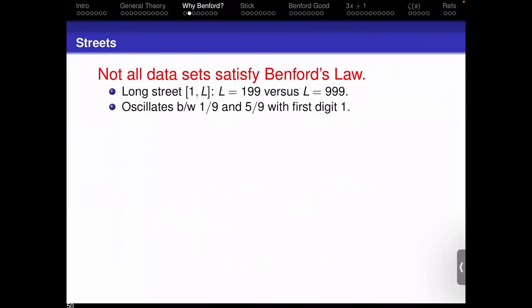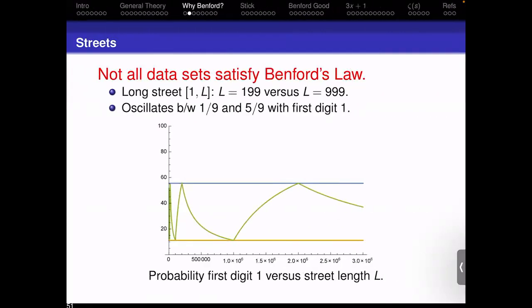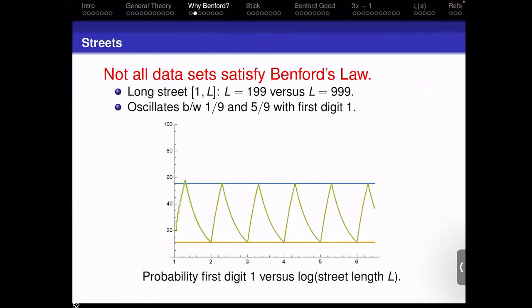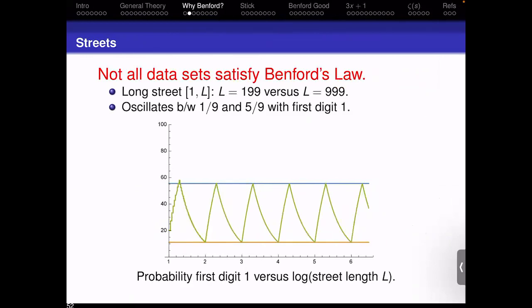The first is, not all data sets satisfy Benford's law. For example, if you imagine you have a long street where the houses are numbered 1 to L, if L equals 199, you've just gone through a huge number of houses starting with a 1, whereas if it ends at 999, you've just gone through a tremendously long stretch where it doesn't. And so it's going to oscillate between roughly 1/9 of the time and 5/9 of the time that you'll have a first digit of 1. Instead of plotting the probability versus the street length L, it's more natural to plot it against the log of the street length. And you can see a really nice periodic behavior as you keep lengthening the street.